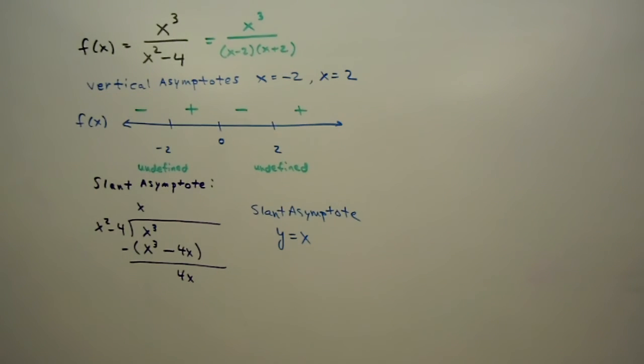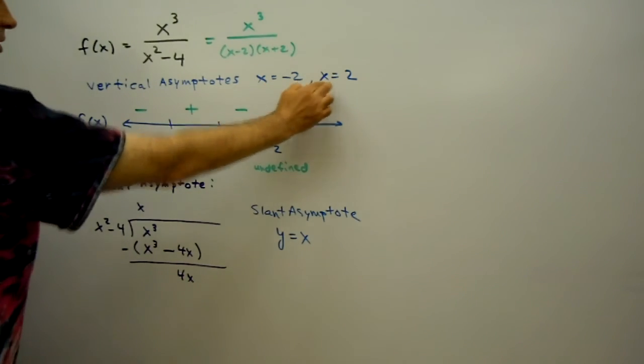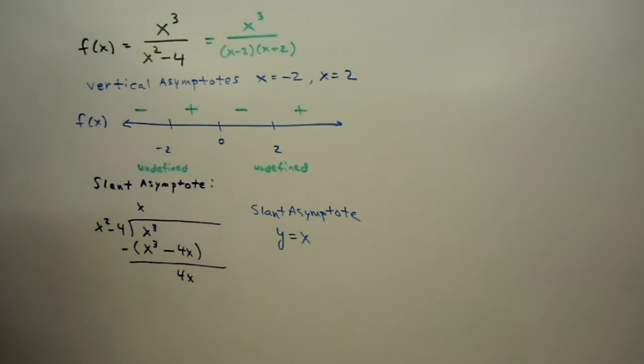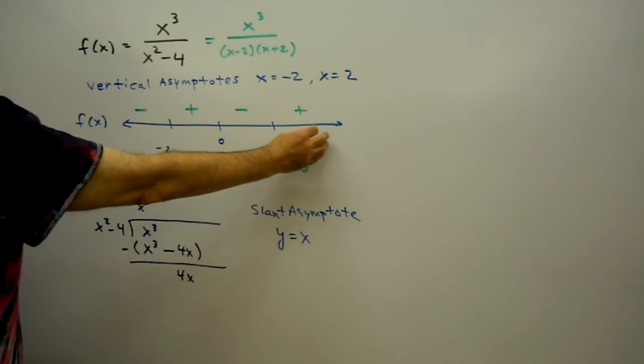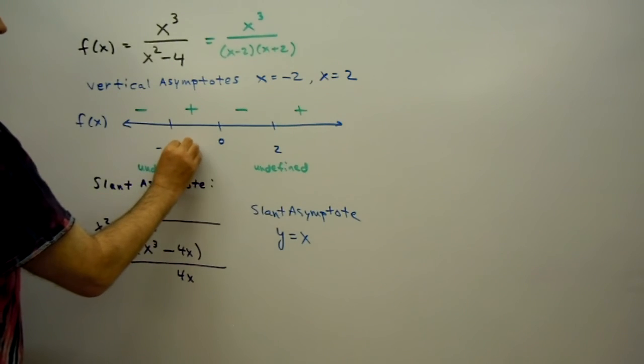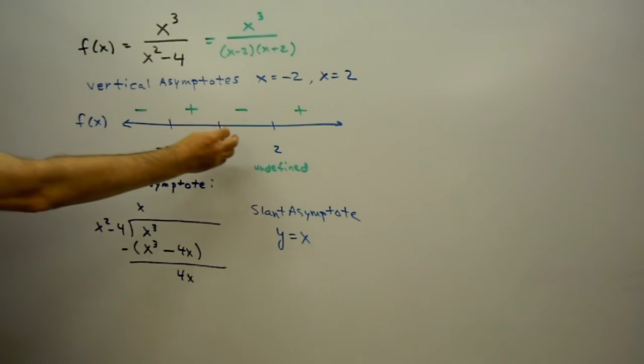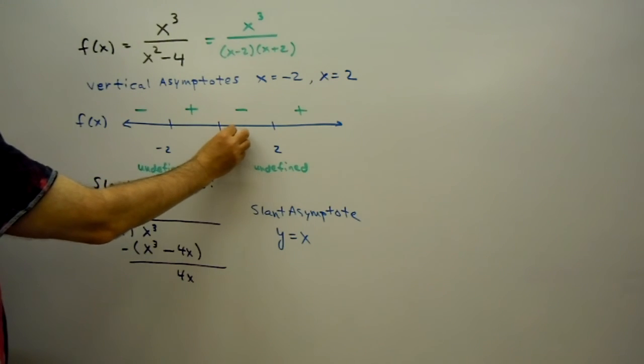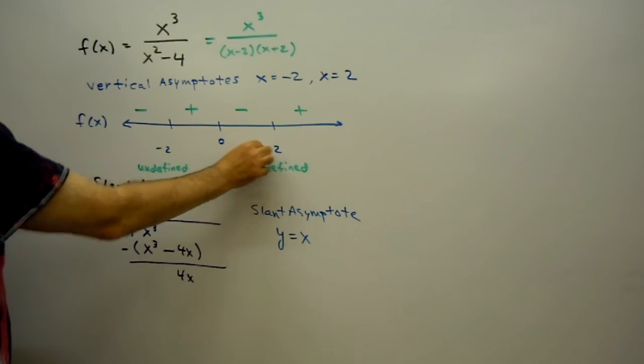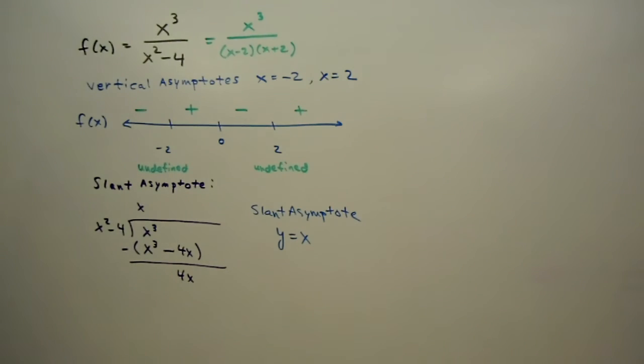All right, let's take a look at this graph, knowing that it has asymptotes of x equals negative 2 and x equals 2, and a slant asymptote of y equals x. And then the graph of the function is going to be positive on the intervals negative 2 to 0 and 2 to positive infinity, and negative, meaning below the x-axis, on the interval from 0 to 2 and everything less than negative 2.